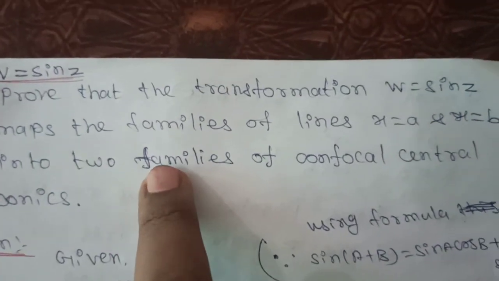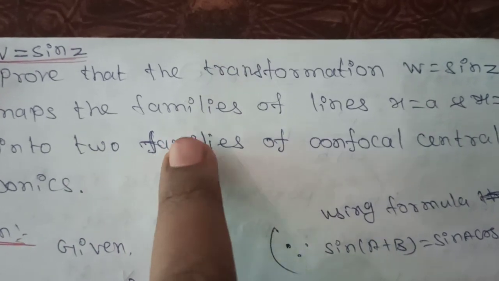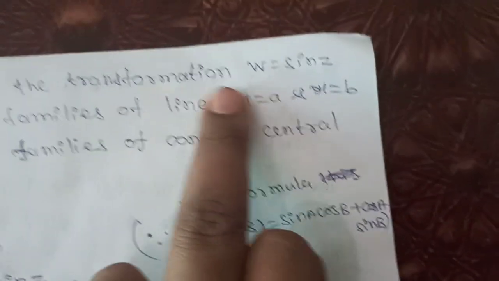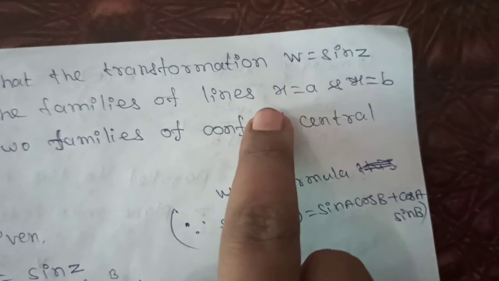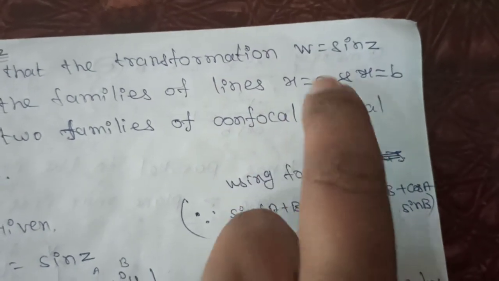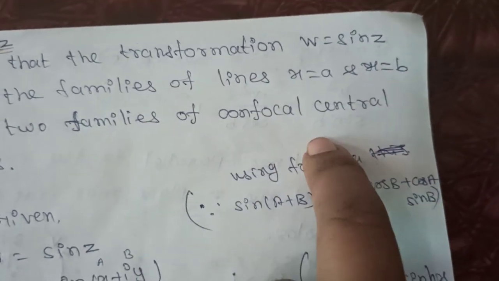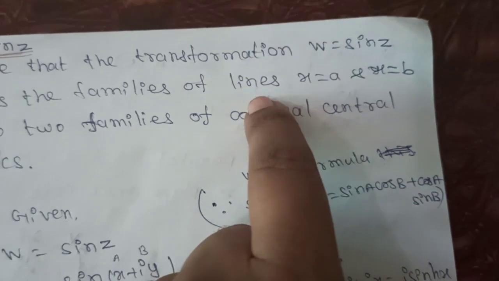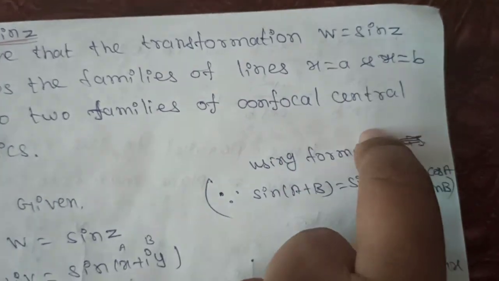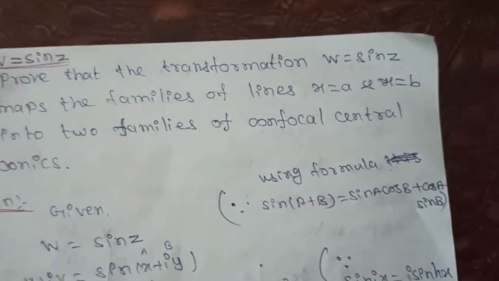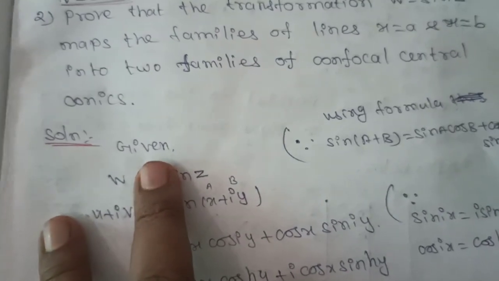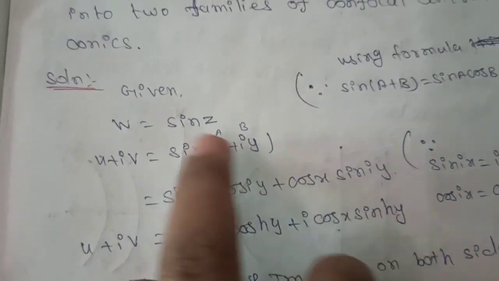So what do you have to find in this problem? We take the Z plane, and in this Z plane we can transform to the W plane. Okay, now let us see the solution.